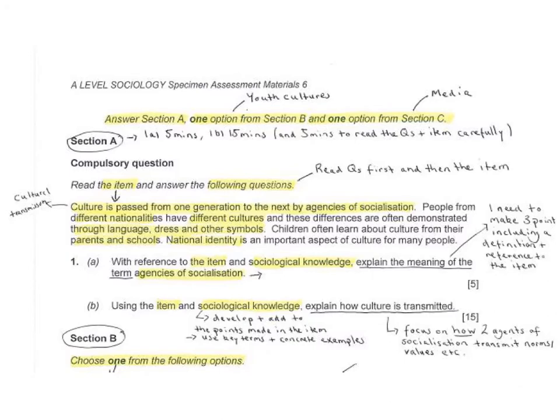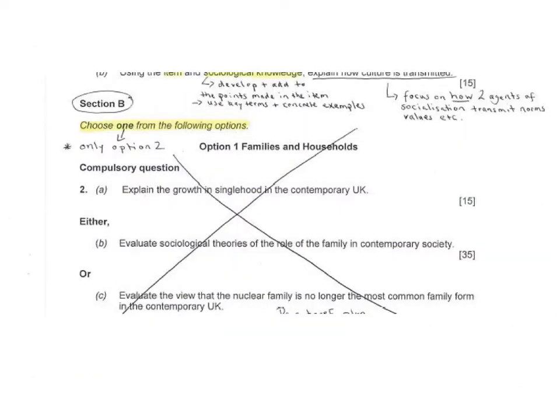Now section B of component 1 begins with the instruction, choose one from the following options. You only do option 2. So you can just put a line through option 1. In fact, even reading these questions on families and households would be a waste of your precious time. Ignore this section and move straight down to option 2.